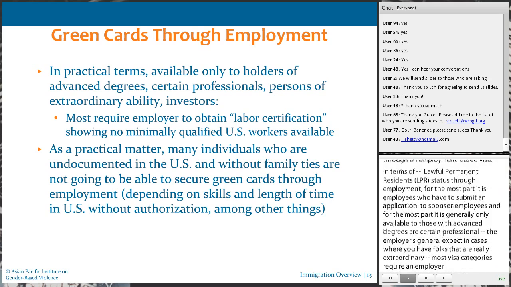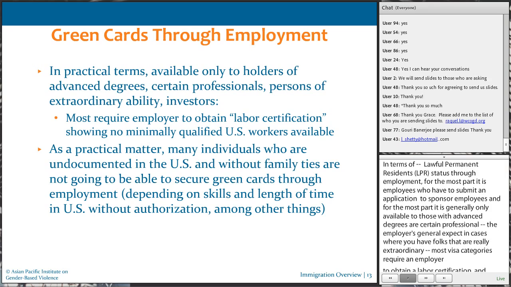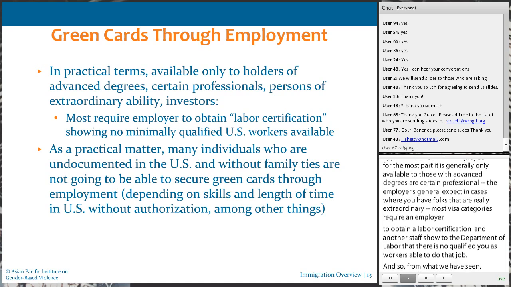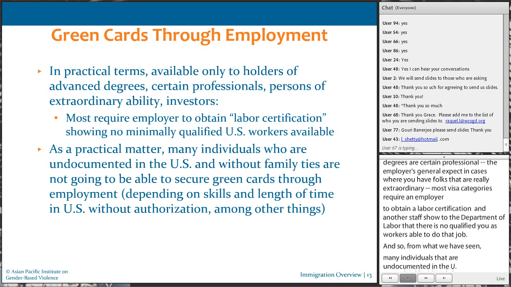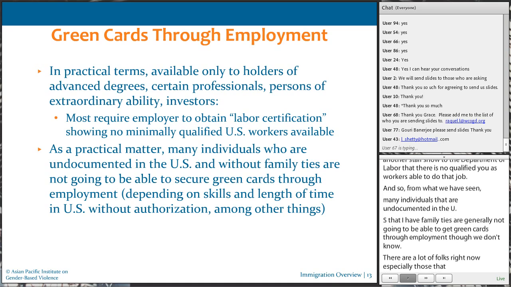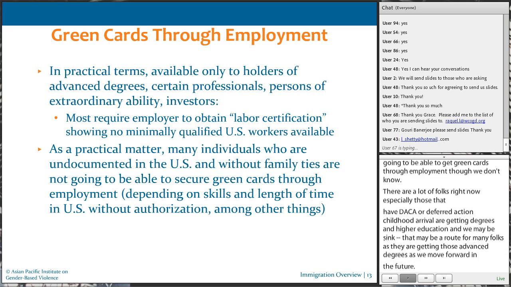From what we have seen, many individuals that are undocumented in the U.S. and don't have family ties are generally not going to be able to get green cards through employment, though we don't know. There are a lot of folks right now, especially those that have DACA, or Deferred Action for Childhood Arrivals, who are getting degrees in higher ed. So that may be a route for many folks as they get those advanced degrees, as we move forward in the future. I do want to flag this area of immigration in the event they may have an employer who wants to sponsor them, or if they have some extraordinary ability to be able to apply through employment.